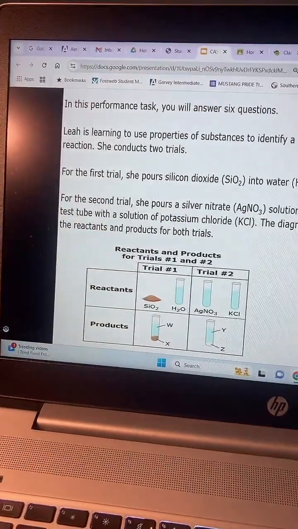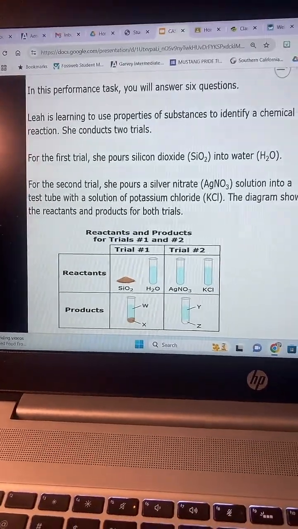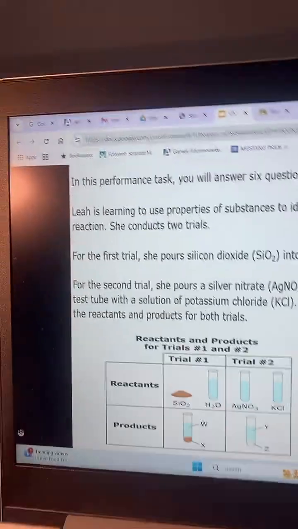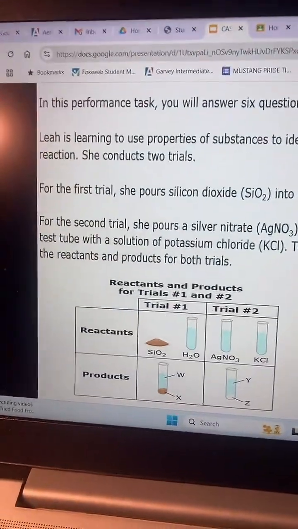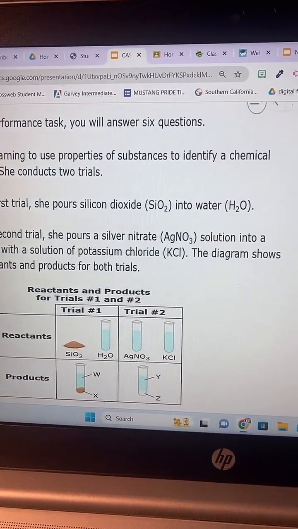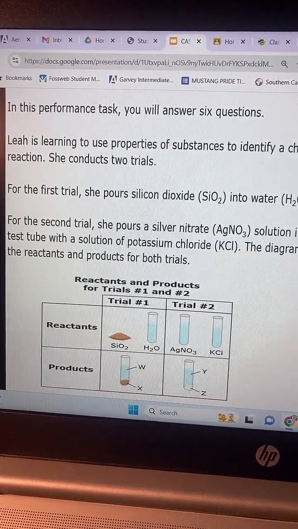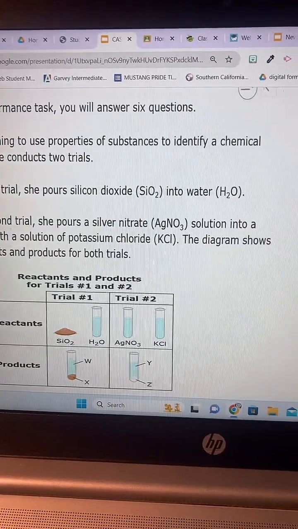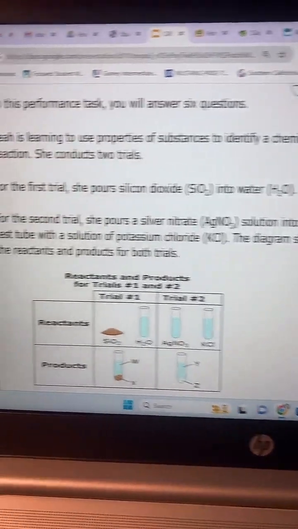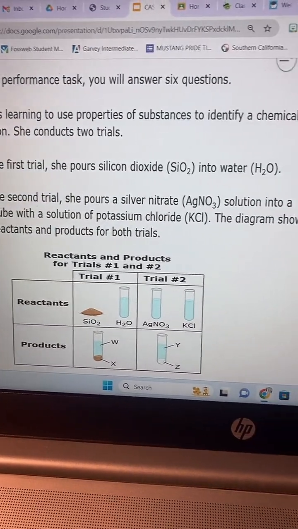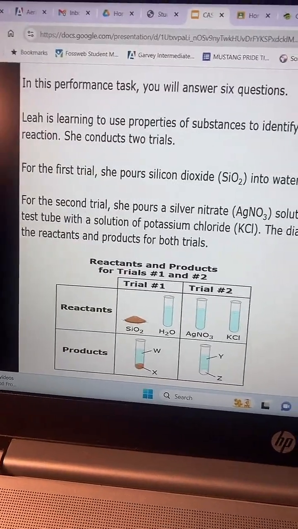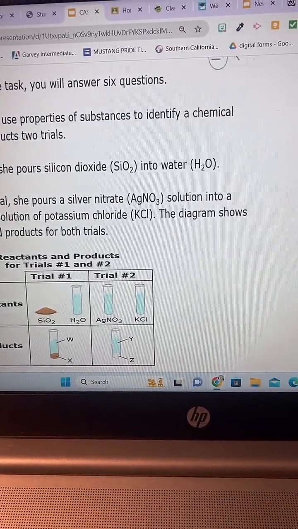Question 6. This is a performance task, so this will be questions 6, 7, 8, 9, 10, 11. In this performance task, we'll answer 6 questions. Leah is learning to use properties of substances to identify a chemical reaction. She conducts 2 trials. For the first trial, she pours silicon dioxide into water. For the second trial, she pours a silver nitrate solution into a test tube with a solution of potassium chloride.